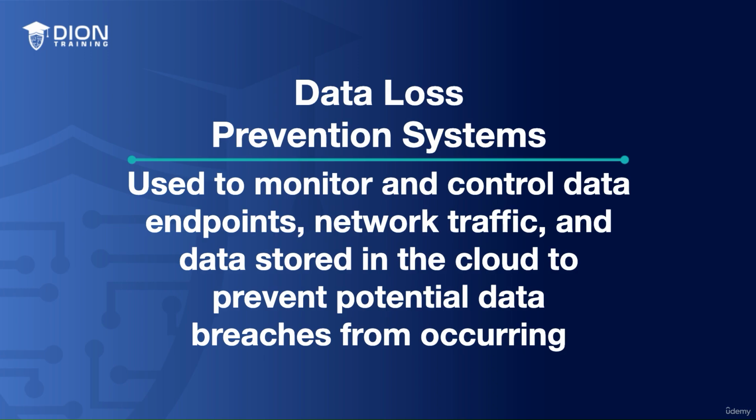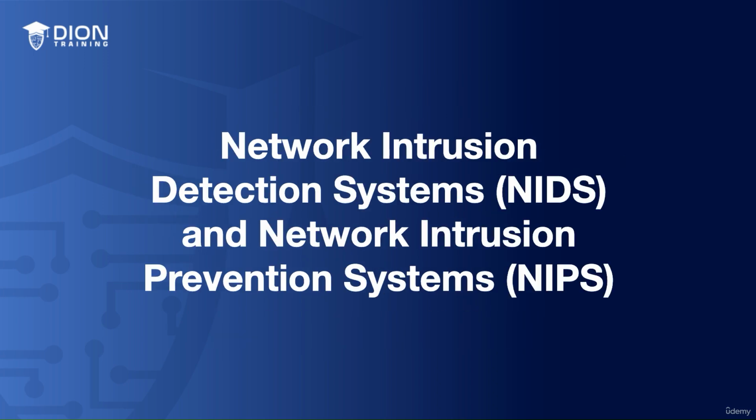For example, a DLP system might flag an attempt to send sensitive company information, like a list of all of your organization's client names, phone numbers, and emails, by email to somebody outside of your organization. This data about this potential incident could also be sent to your SIEM so that the security team is alerted to the potential data leak, and this enables them to perform timely corrective actions to hopefully prevent this from occurring. Third, we have network intrusion detection systems and network intrusion prevention systems.